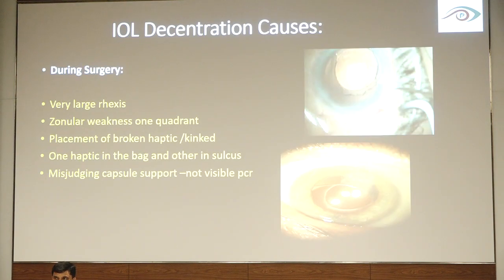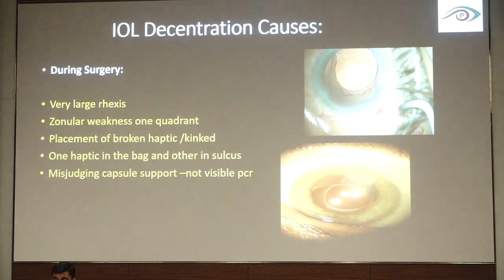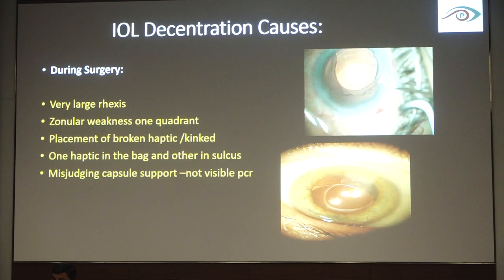Now for decentration, mainly during surgery, if you have a large rhexis where your IOL keeps popping out from your rhexis, or a zonular weakness in one of your quadrants, you are going to see your IOL not in position and it is going to keep tilting. Placement too: when you are loading your IOL, one haptic is cut and you are still trying to go ahead with it, with one haptic in the bag or the sulcus. So this is during surgery, where decentration is going to happen 100%.